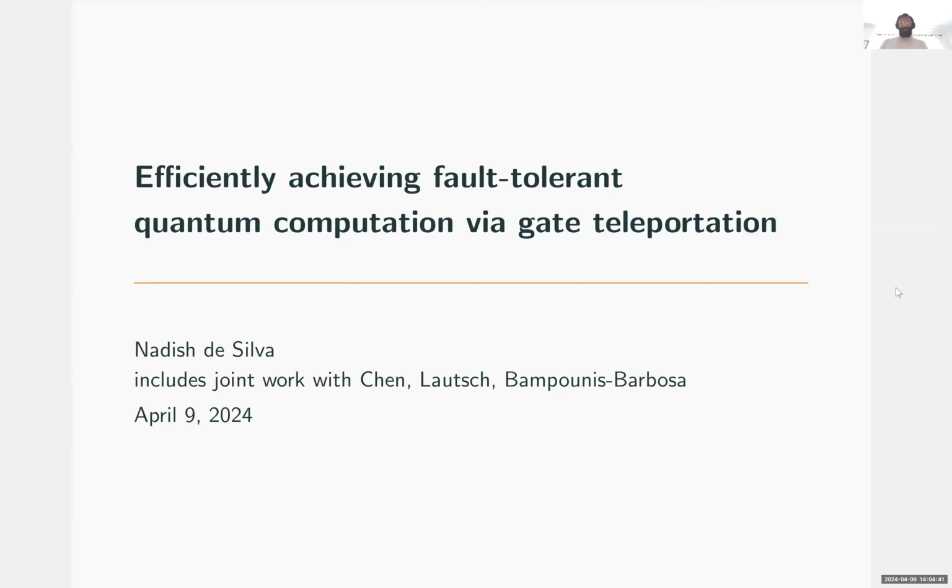So today we are very happy to have Professor Nadish de Silva as our speaker to talk about efficiently achieving fault-tolerant quantum computation via gate teleportation. Nadish is a Canada Research Chair in the Mathematics of Quantum Computation and an assistant professor in the Department of Mathematics at Simon Fraser University.